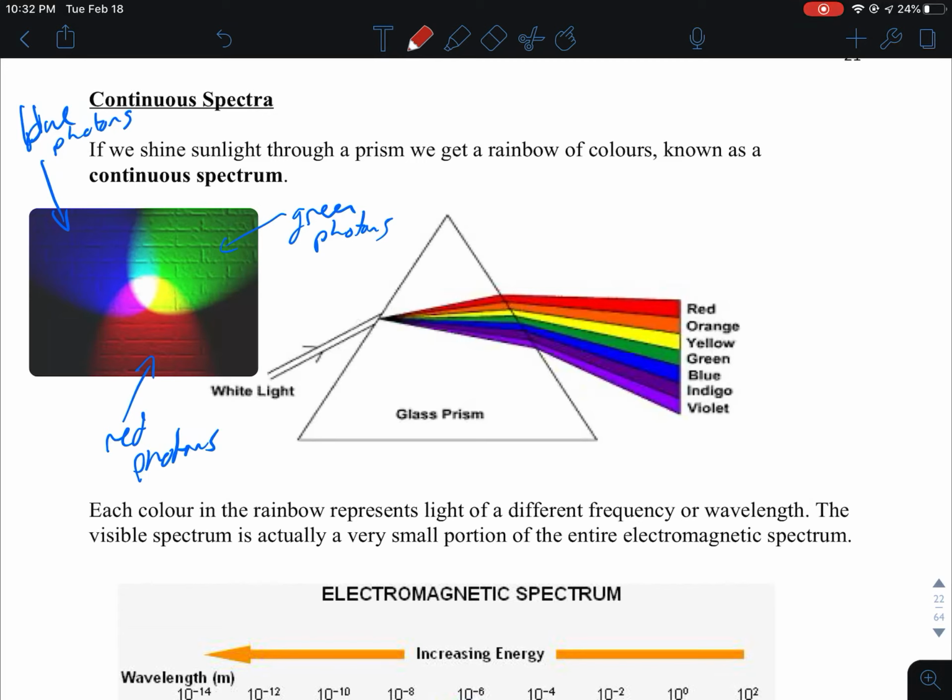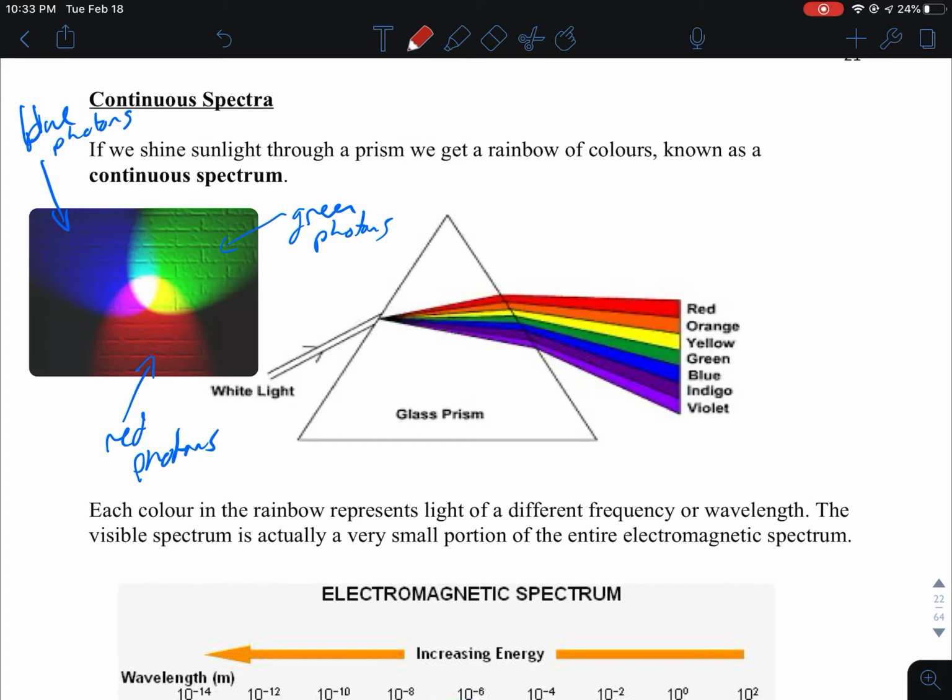And then if we pass it through something that's got a different density than air, for example, water, we can split that white light and we can end up with something like a rainbow. Or if it passes through a piece of glass, you might notice a rainbow appear on your floor. That's because there is no way to make white visible light.